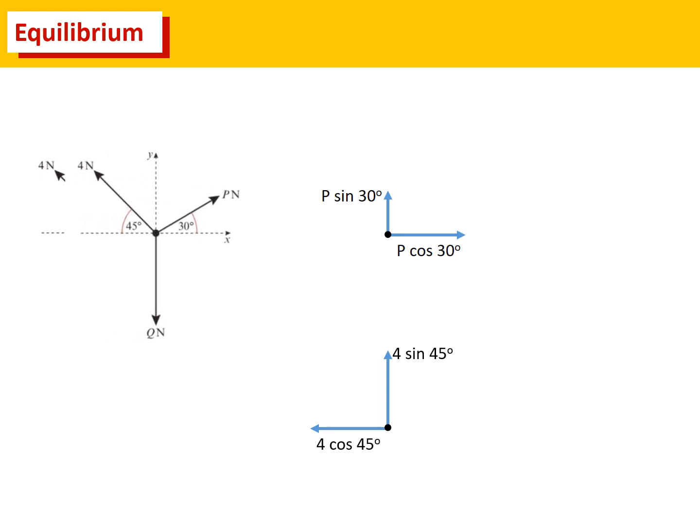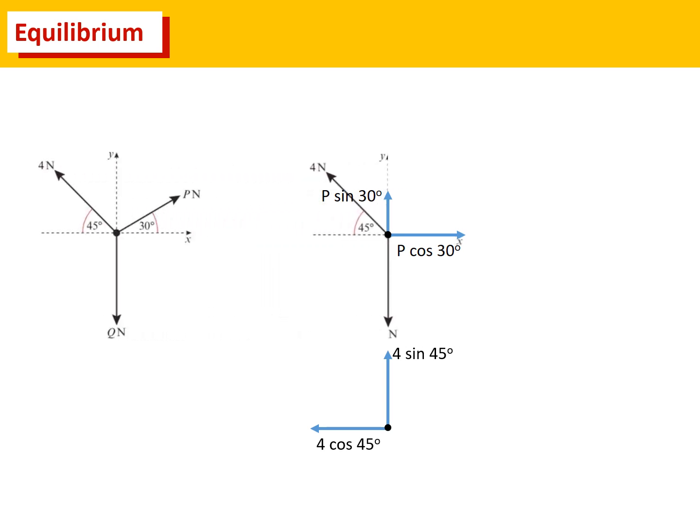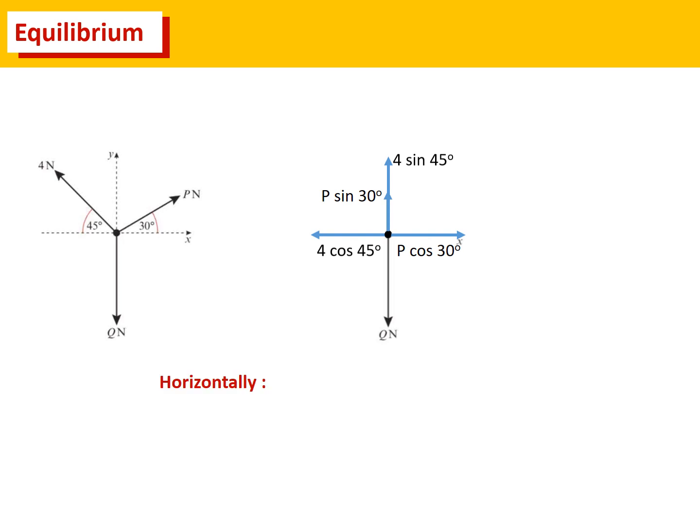Now we can put all the forces back together again, and therefore we have horizontal and vertical components that look like they do on the diagram, and because the forces are in equilibrium, the vertical forces will cancel out and the horizontal forces will cancel out. Therefore, horizontally, we have P cos 30 equaling 4 cos 45, and therefore we can obtain P. Vertically, P sin 30 plus 4 sin 45 equals Q, and therefore we obtain Q.